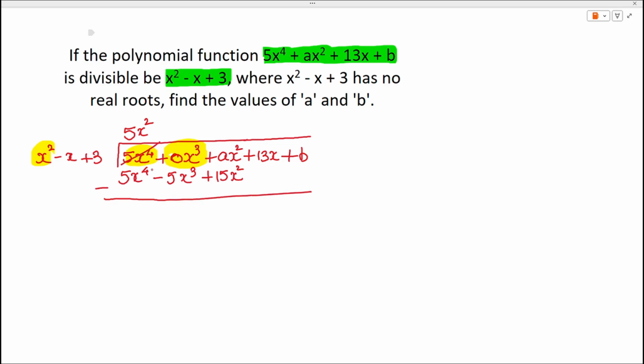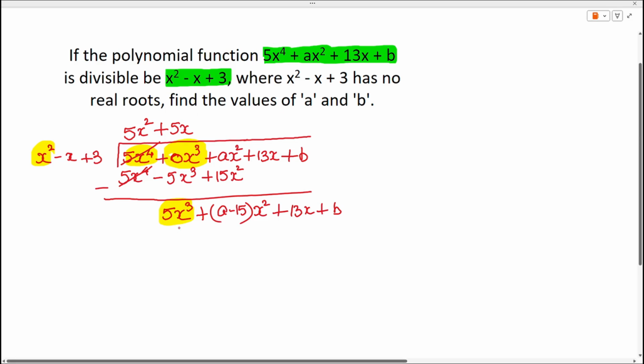So 5x to the power 4 minus 5x to the power 4 just gets cancelled out. And we are left over here with 0x cubed minus negative 5x cubed, which is going to give us positive 5x cubed. And here we'll get a minus 15x squared, plus 13x and plus b. Now, to get rid of this specific term, we'll have to see what term we need over here. So we'll have 5x in the quotient as another term.